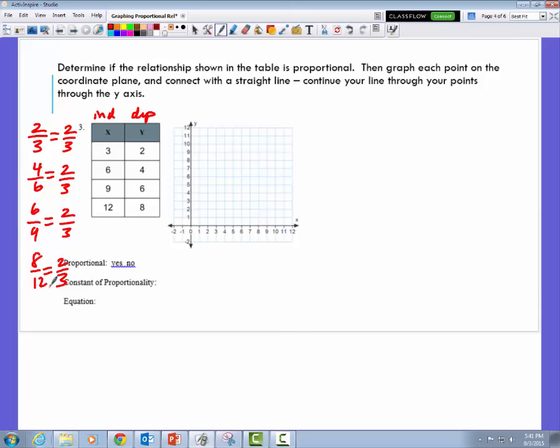Okay, it looks like I'm off to a good start. It looks like all my rates of change are exactly the same. Let's look at the graph and see if it trends towards 0, 0. So 3, 2, 6, 4, 9, 6, right there, and 12, 8.